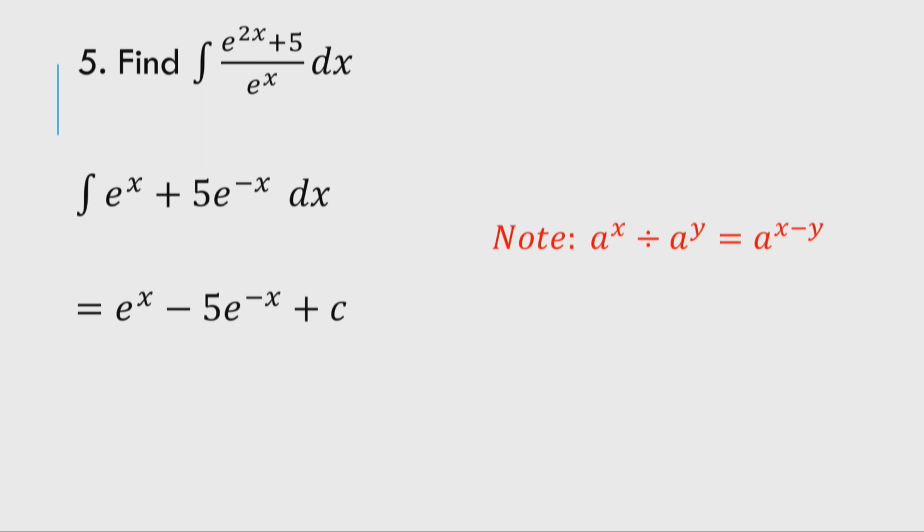Integrating this, we get e to the power of x minus 5e to the power of negative x plus c. Simplifying this, we get e to the power of x minus 5 over e to the power of x plus c.